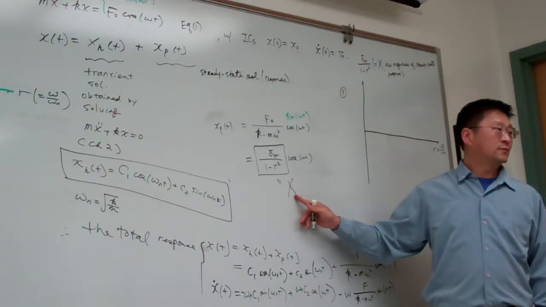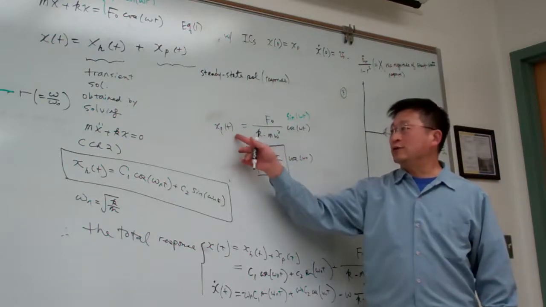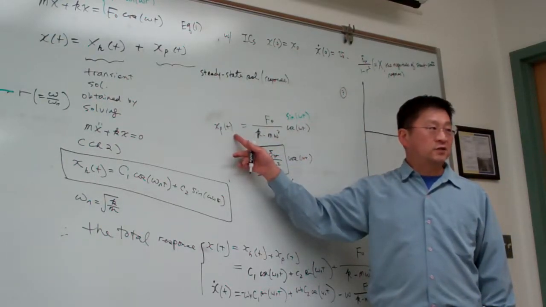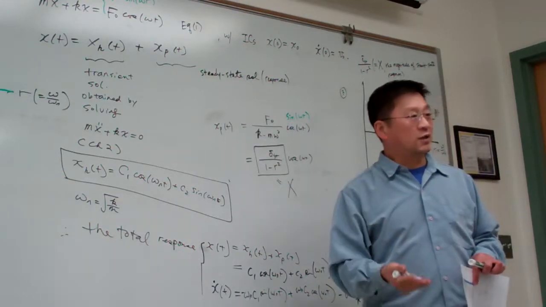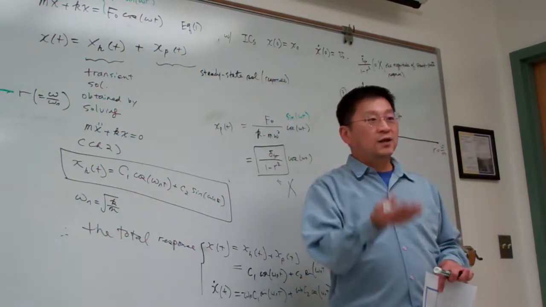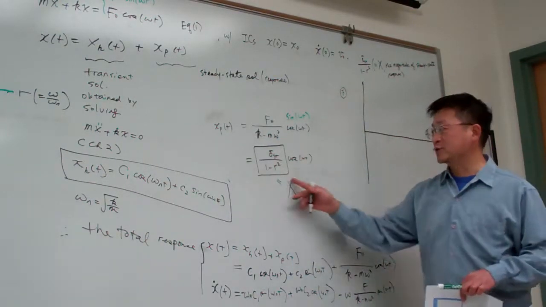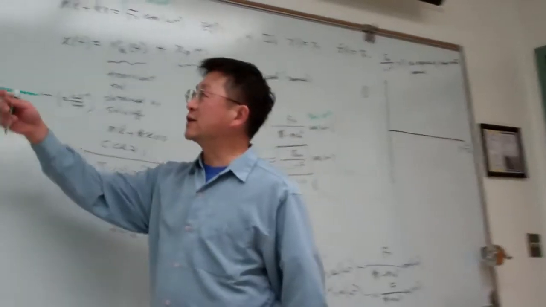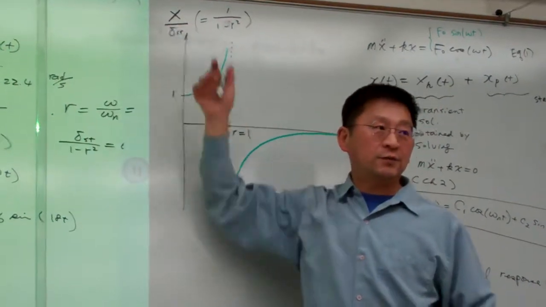Good? Again, why do we say so? Because this is the steady state response of the system due to the external excitation. The excitation is moving, external or dynamic excitation, so that is a dynamic deflection. If you like, you can say this is a ratio between dynamic deflection and static deflection. Okay, that's the meaning of this one.